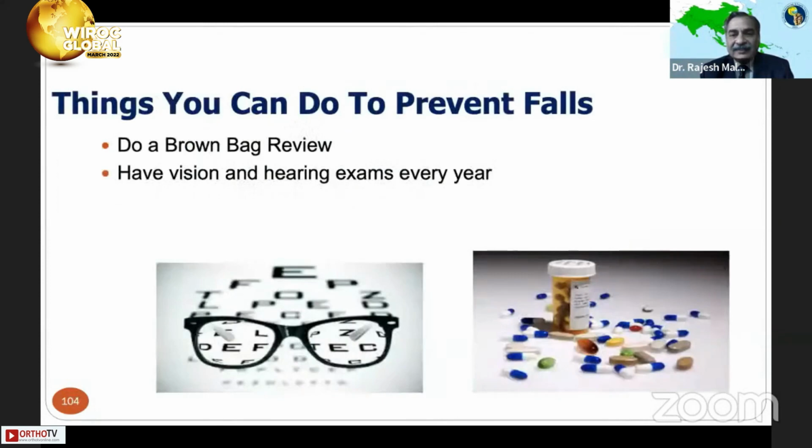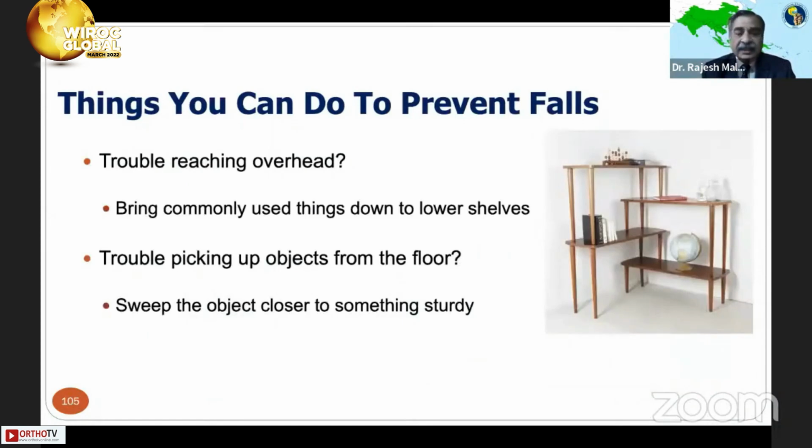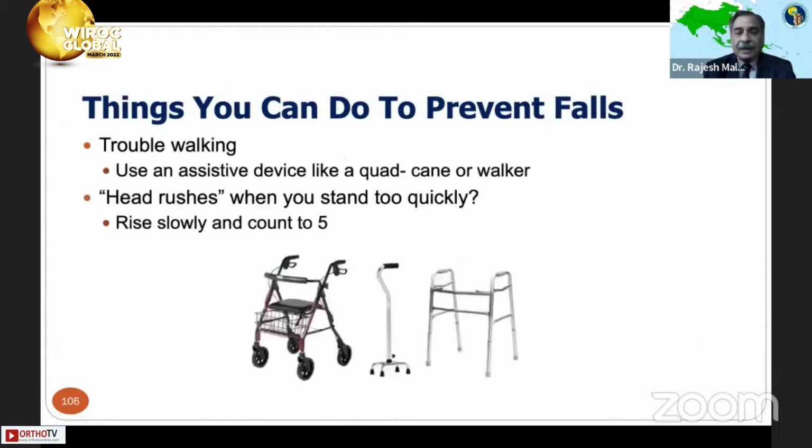Of course, you have to spot the hazards. As was told by the previous speaker, you should remove all loose rugs and loose cables. You do a brown bag review. Look at what medicines the patient is taking and take out the unnecessary medicine. Have vision and hearing examination every year. Keep everything within reach so that the patient doesn't have to extend too far up or too far low.